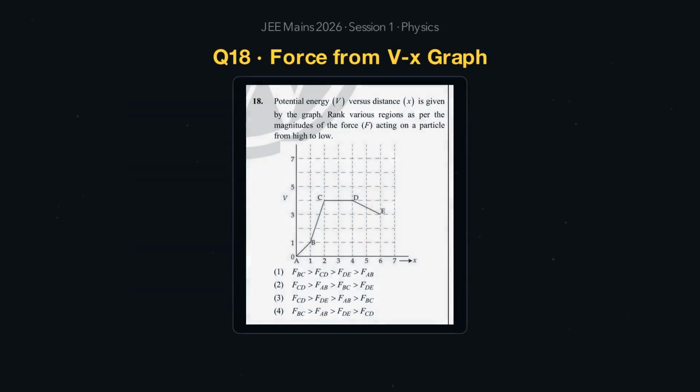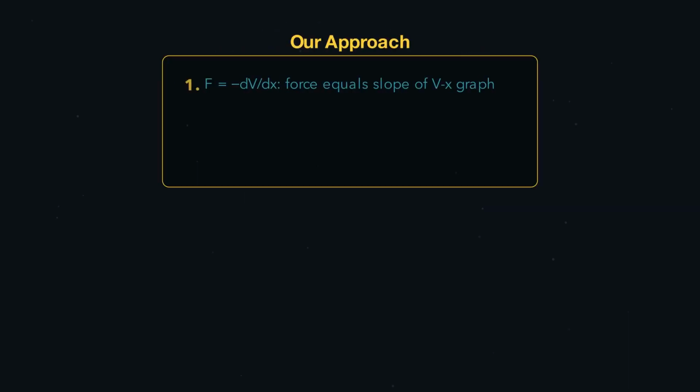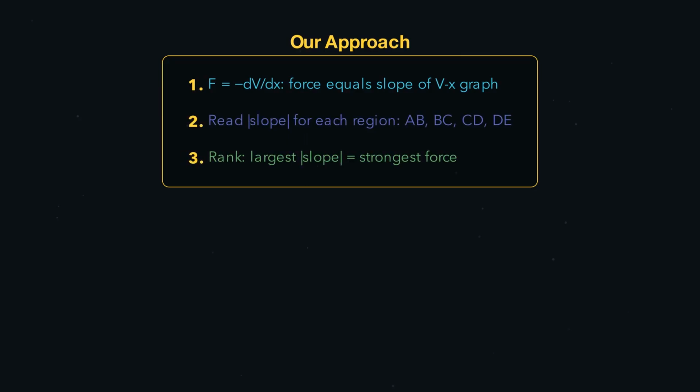Look at this potential energy graph. 4 different regions, and your job is to rank the force in each one. Here's the trap most students fall into. Here's our approach. First, we'll recall that force equals negative dV over dx, meaning force is the slope of the Vx graph, not its height. Then we'll read the slope of each segment, AB, BC, CD, and DE. Finally, we'll rank those slopes from highest to lowest to get the answer.